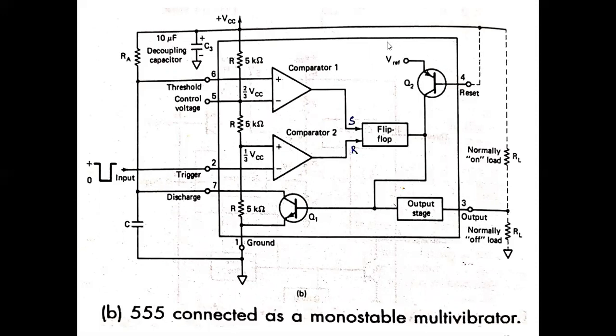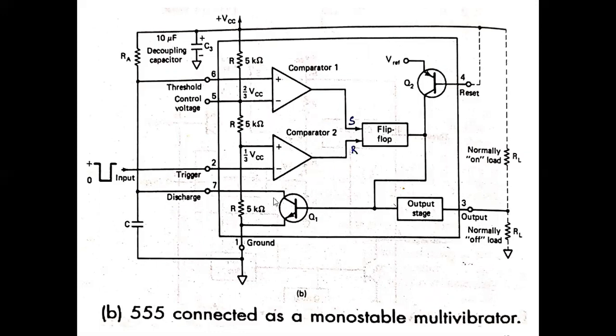And in this way, the 555 timer can be connected. Now we'll see the operation of the 555 timer as a monostable multivibrator. First, initially assume that the output is low. Suppose the output is low, that is, the circuit is in its stable state.